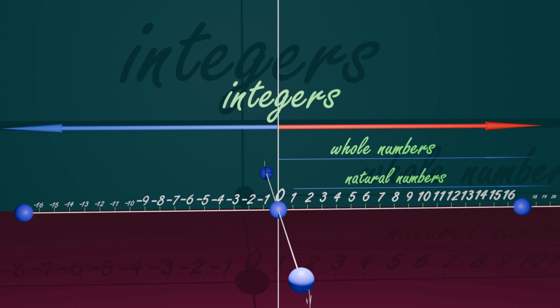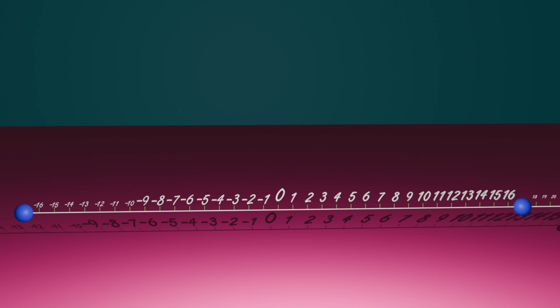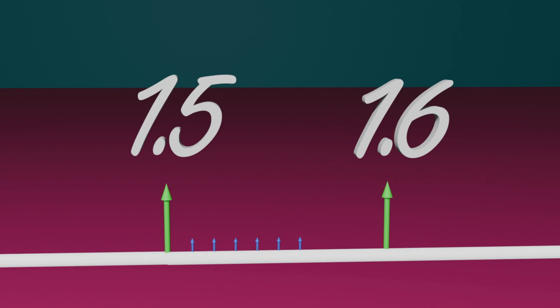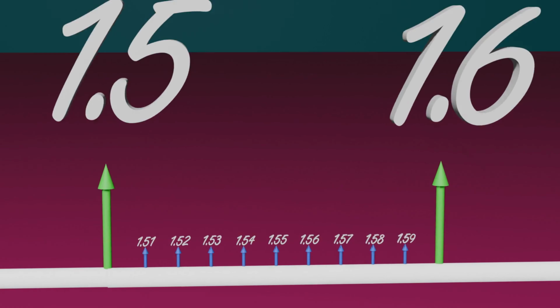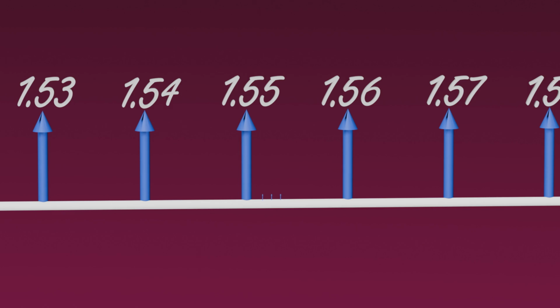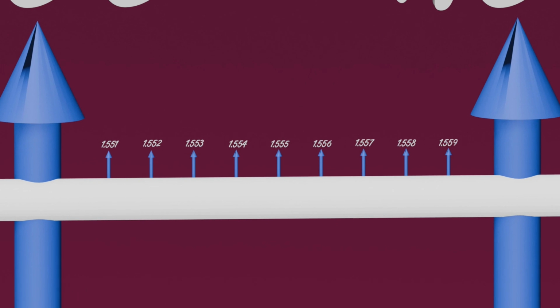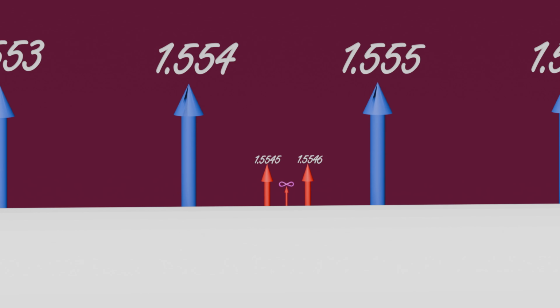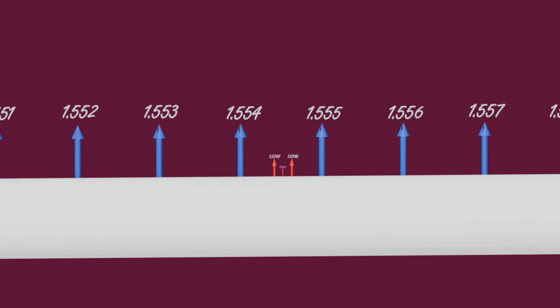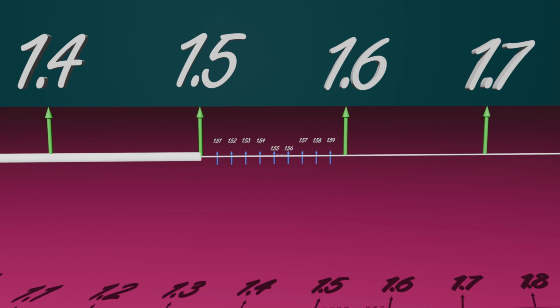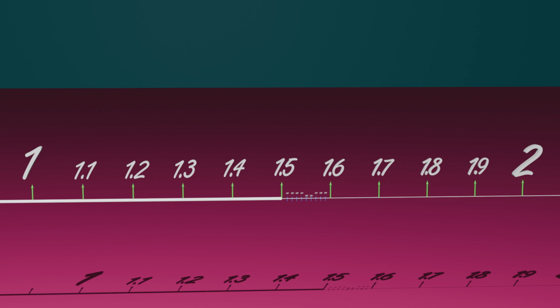Let's take the number 1 and 2 on this line and see what we get. As you can see, there are many numbers between 1 and 2. And as we keep zooming in, we find even more numbers. This process will go on forever. This leads us to the conclusion that there are infinitely many numbers between any two numbers. This is a very useful information. We will use it later.